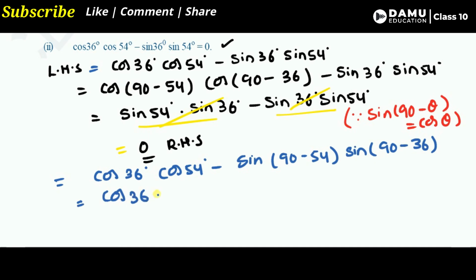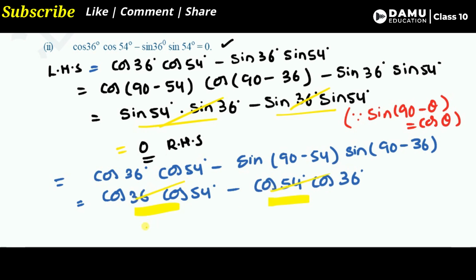Cos 36 degrees cos 54 degrees minus sin 90 minus 54, we can get as cos 54, then cos 36. Since both are equal values, let's cancel both. So cos 36 cos 54 minus cos 54 cos 36. What answer will we get? So the answer will be equal to 0. This is RHS. Since we have written both the methods.